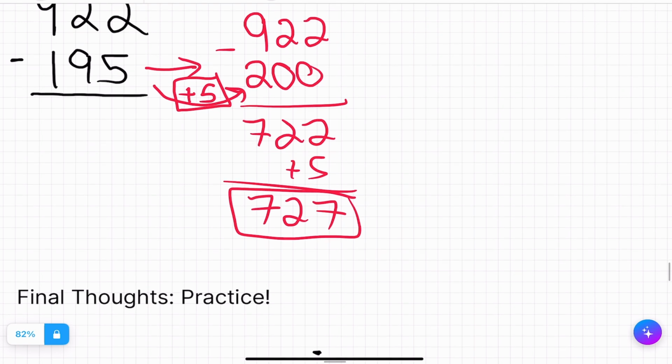My final thought on this is to make sure that you are practicing. If you don't practice, you won't be able to do it as fast as a calculator. So make sure you get repetition in.